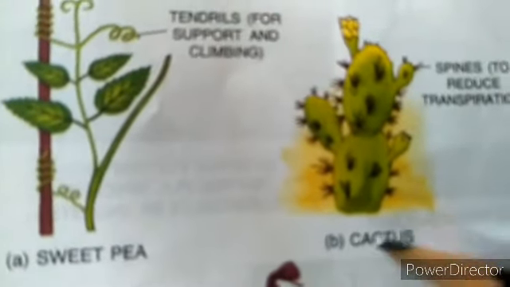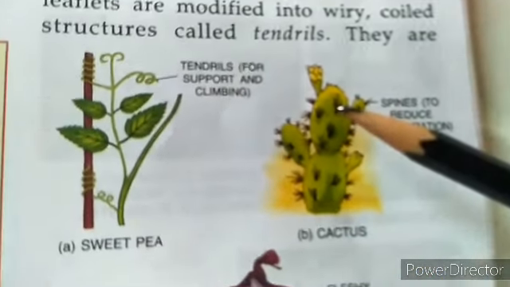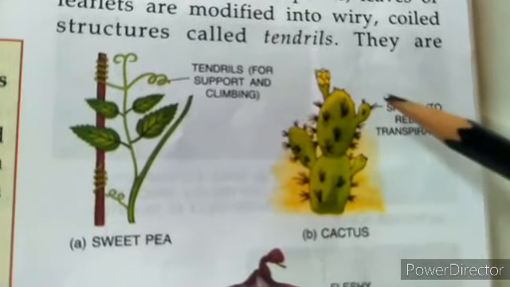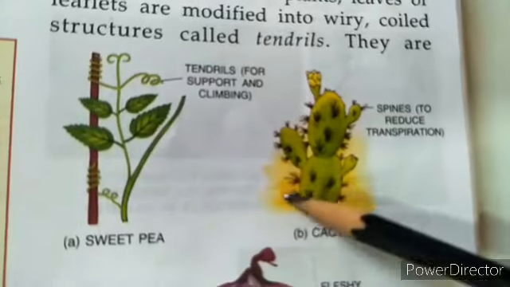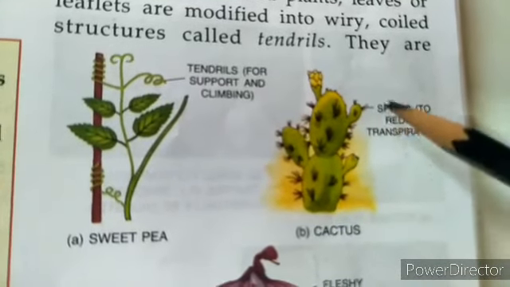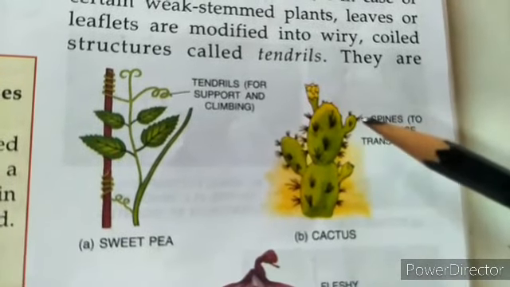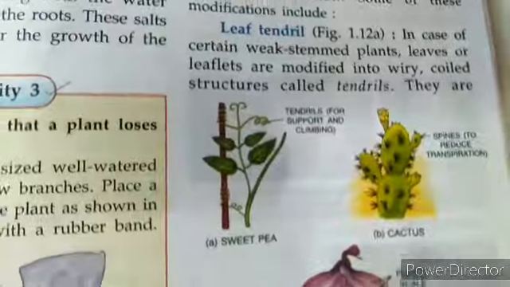Here you can see cactus, how the leaves have now become spines. This is the fleshy stem, and here we find the various spines. So these spines are actually leaves which are modified. Now since they become spines, they will not lose much water through transpiration. Let's go to the next one here.